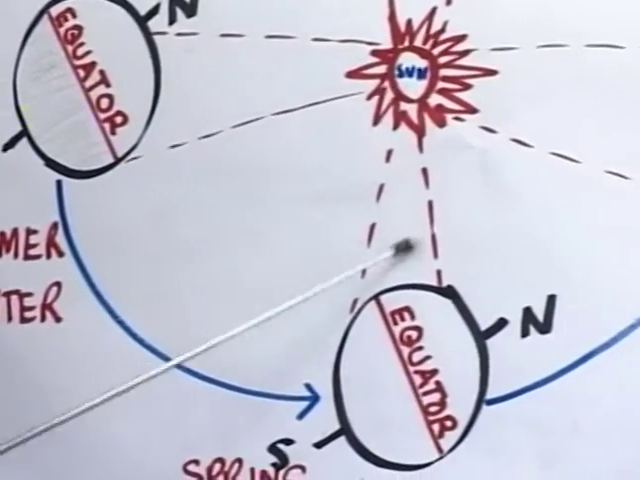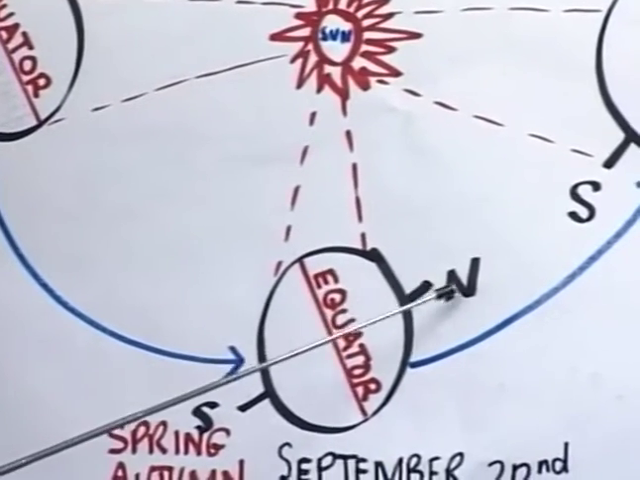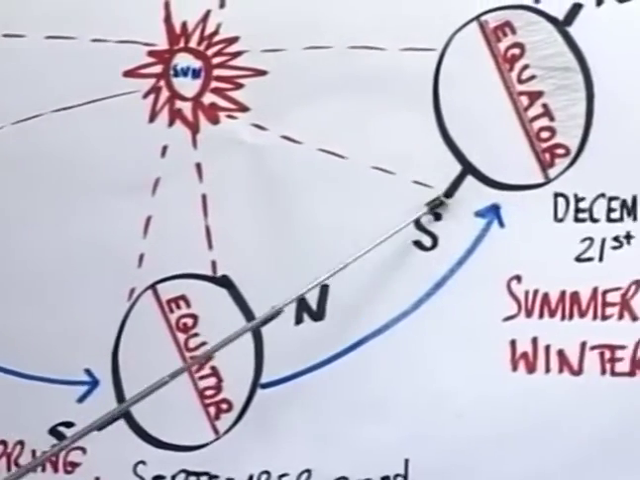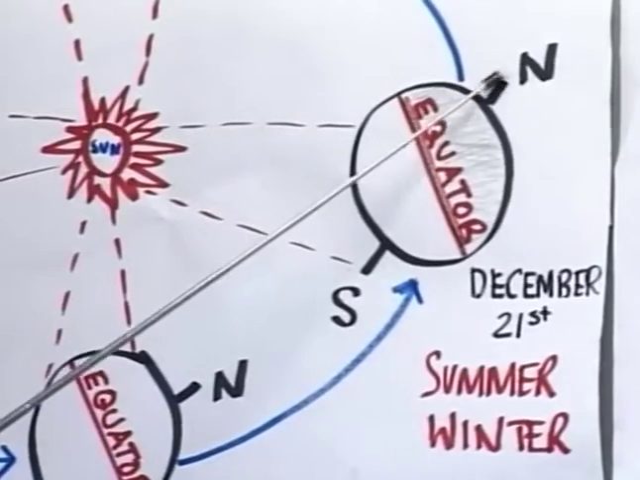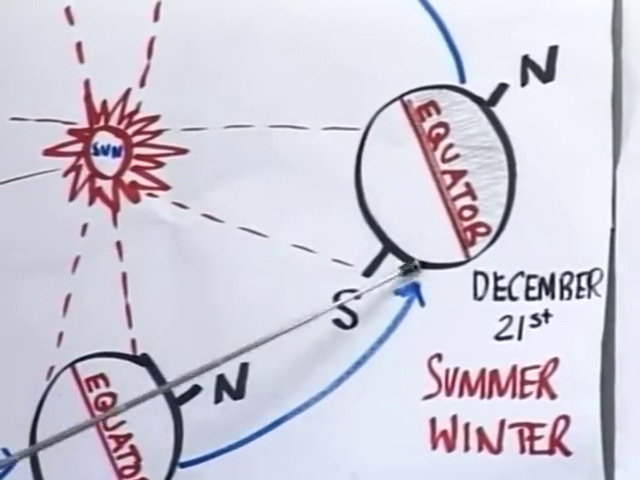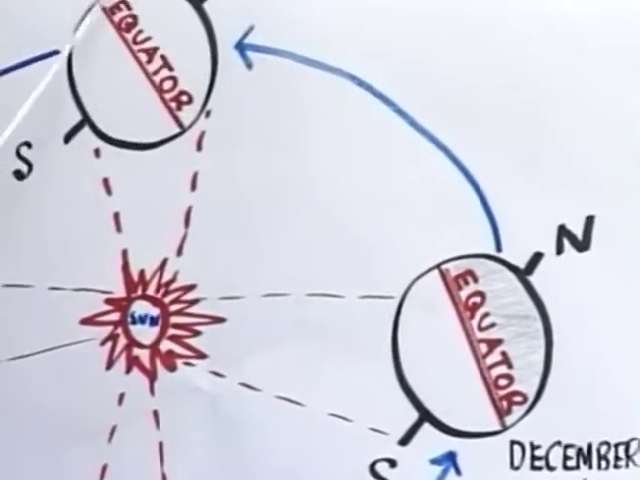3 months later, the sun is shining directly above the equator. Equal amount of day and night in the north and in the south. 3 months later, the South Pole now is actually facing the sun. The North Pole is away from the sun. Winter in the northern hemisphere, summer in the southern hemisphere. 3 months later, we are back to where we started from.